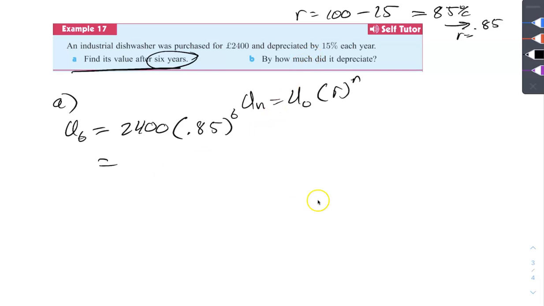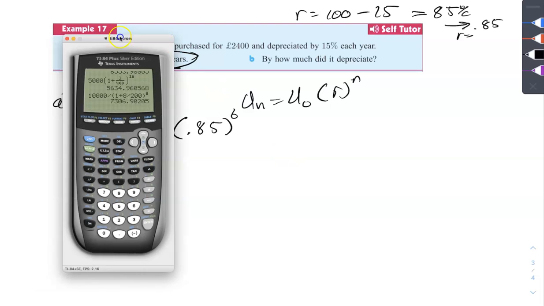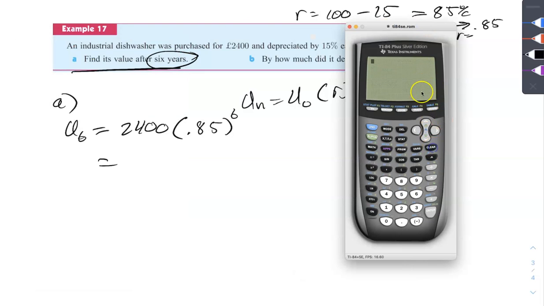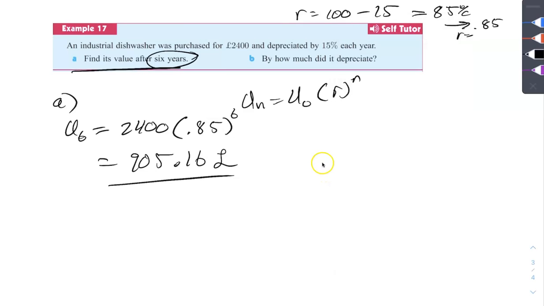So after 6 years, we bought this thing for $2,400, and it's going down by 15% each year for 6 years. So now it's only worth $905.16. Oh, pounds. So there we go. That's how much it's worth in 6 years.